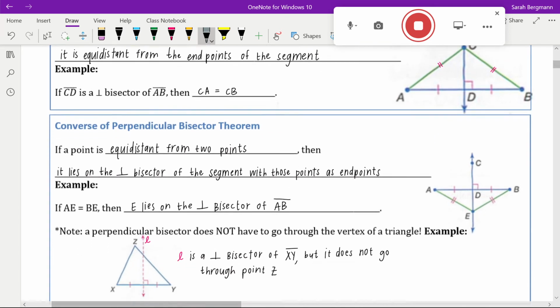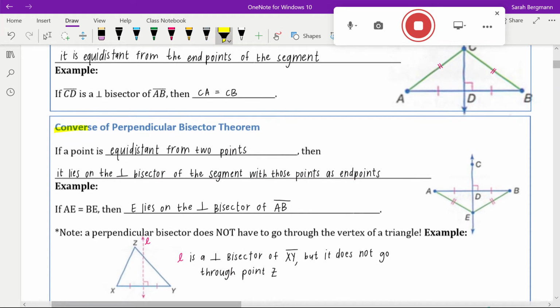This also works in reverse. It's called the converse of the perpendicular bisector theorem. We switch the hypothesis and conclusion to say that if a point is equidistant from 2 points, then it must lie on the perpendicular bisector of the segment with those points as endpoints. So for example, since point E is the same distance from A as it is from B, I know that point E must lie on the perpendicular bisector of segment AB, those 2 points that it's equidistant from.